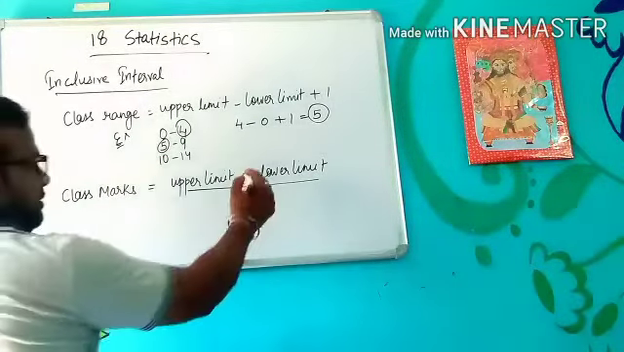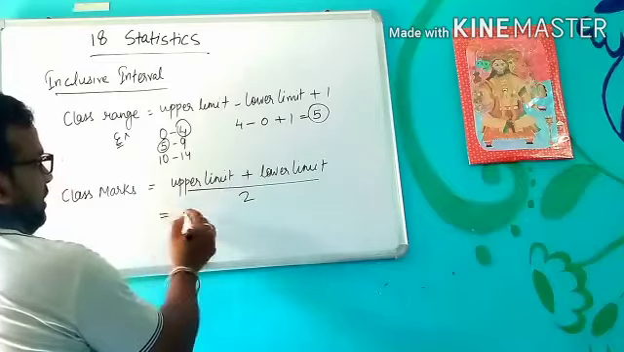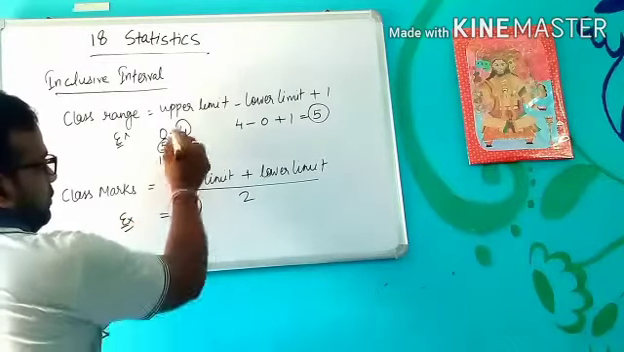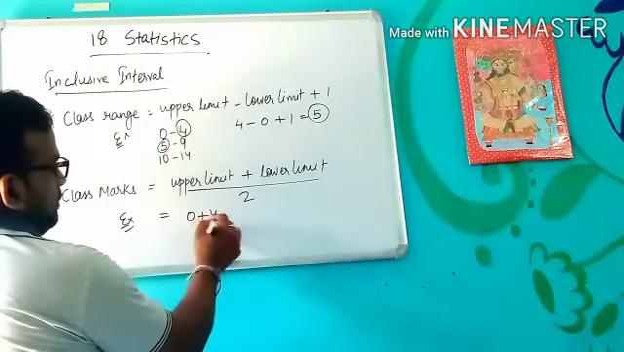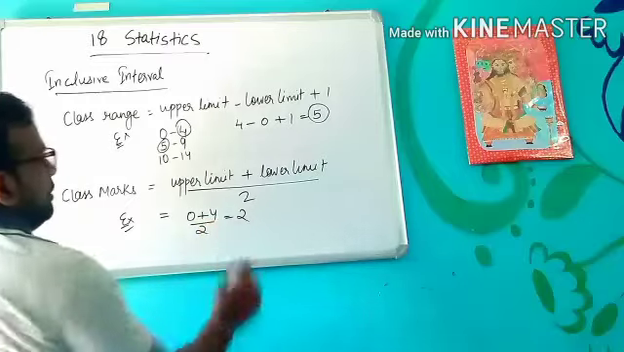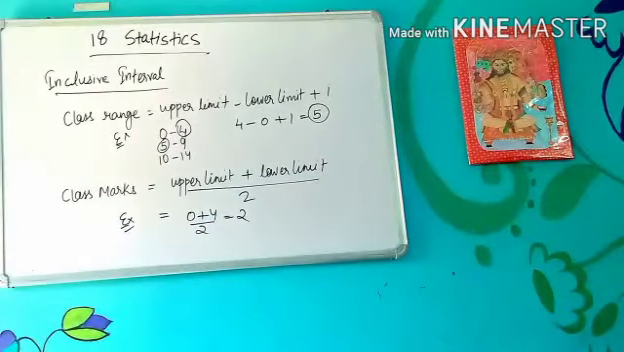And class marks we will calculate by the same method. For example, if you wish to calculate, it will be 0 plus 4 by 2, that is 2. Okay, so this is how you can calculate the class marks.